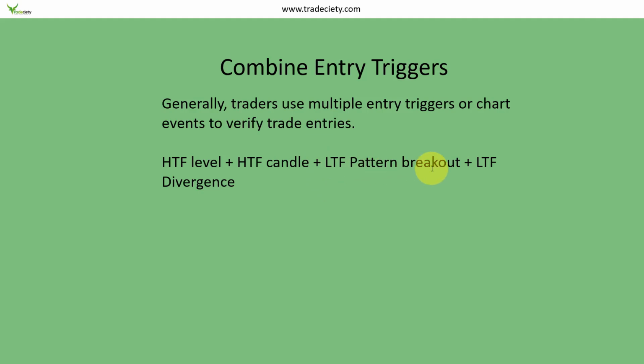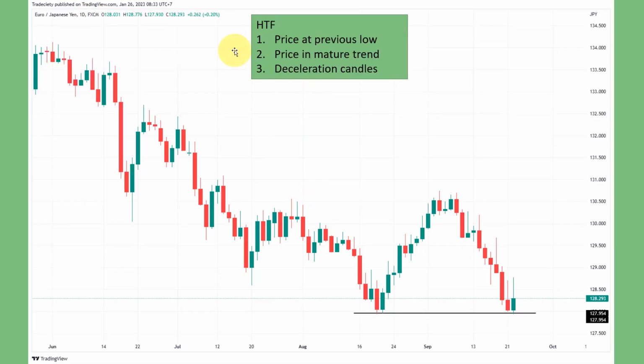You could have a lower time frame pattern breakout, lower time frame divergence, or here, this is the higher time frame, the daily. We could have three signals here. The price is at a previous low, significant low here. The price is in a mature trend. The market has been going down for quite a while. We have deceleration candles here with the wicks already poking to the upside. So we have criteria on the higher time frame.